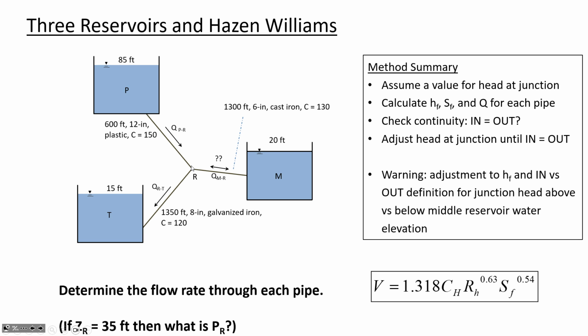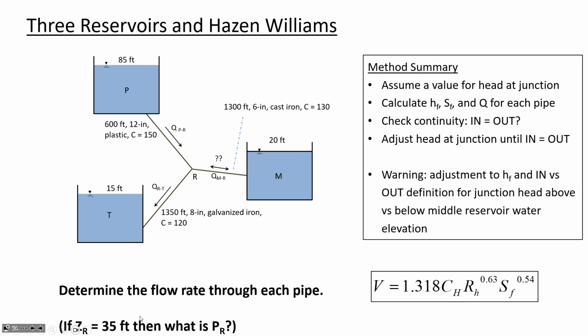So if I say that the head at R is 21 feet, and the physical altitude is 35, then that would mean most likely that we have a pressure that's below atmospheric pressure. So there's suction in there. Now there's a limit to how much suction you can have, because you can't go less than 1 atmosphere before the water begins to cavitate.